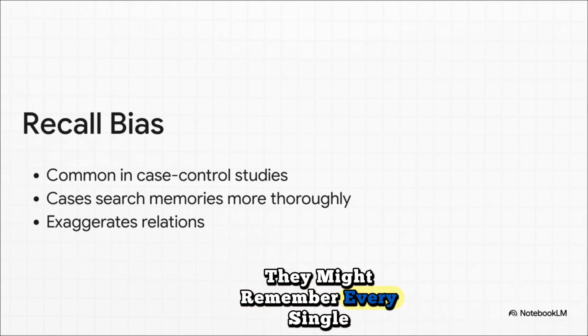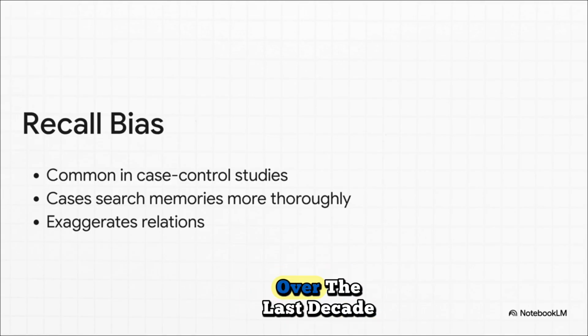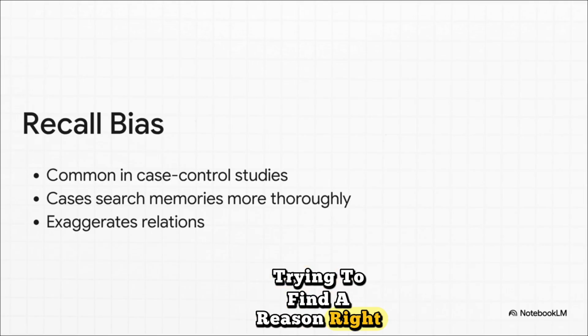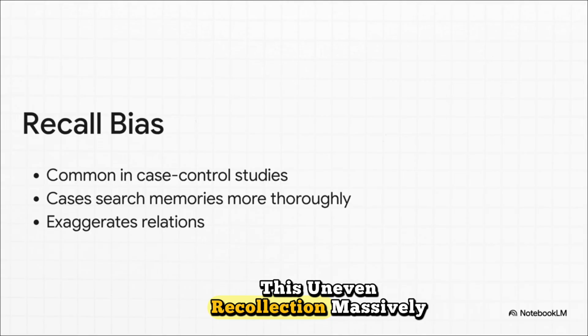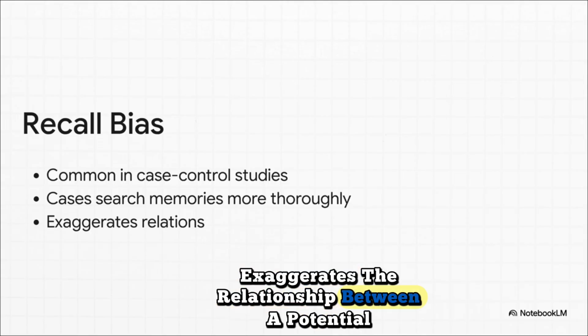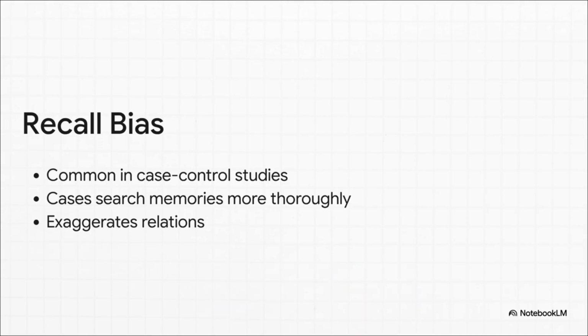They might remember every single potentially risky thing they were exposed to over the last decade, trying to find a reason, right? While the healthy group just forgets half of what they did. This uneven recollection massively exaggerates the relationship between a potential risk factor and the disease. The patient's current disease status is literally altering the data being collected about their past.